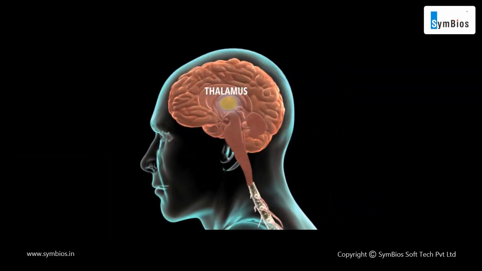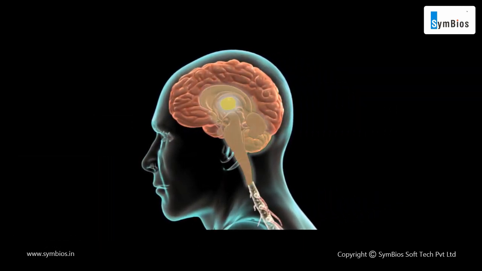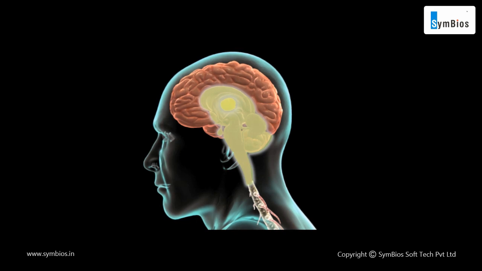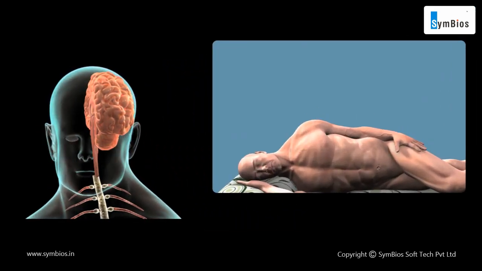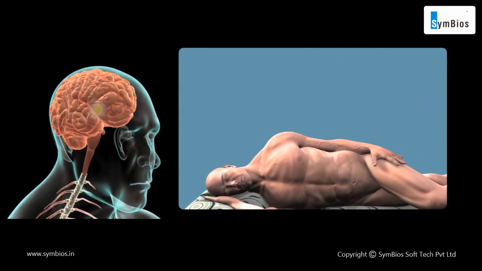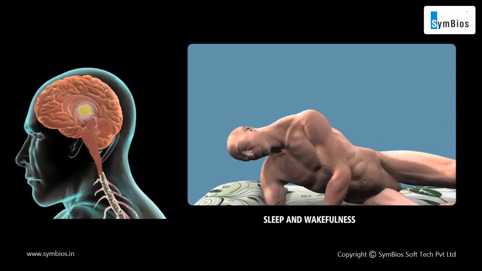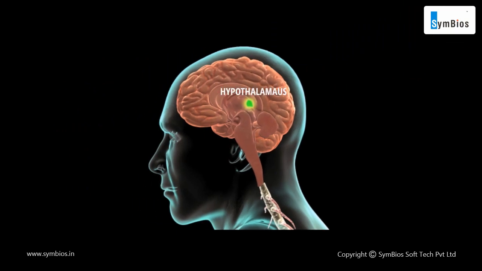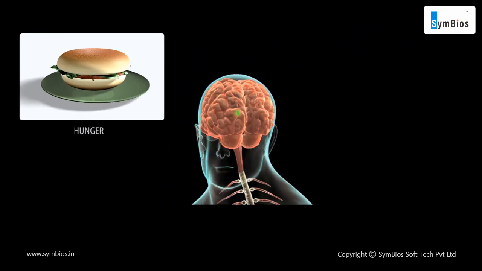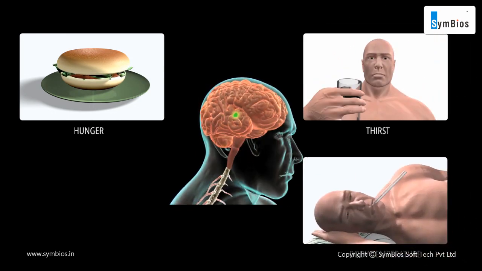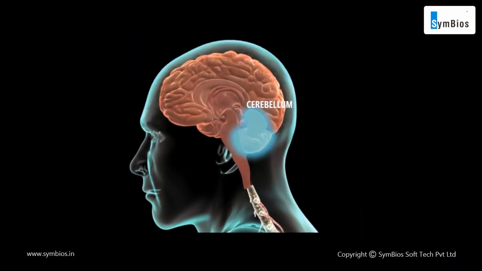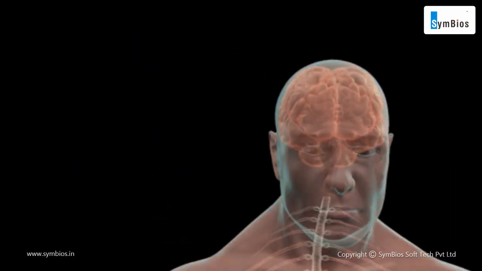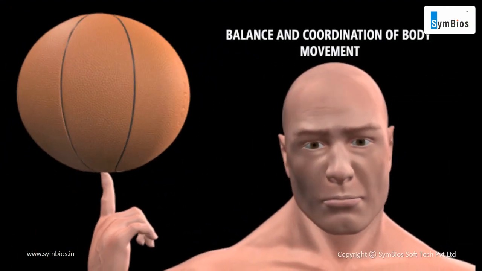The thalamus acts as a relay between a variety of subcortical areas and the cerebral cortex. It also plays an important role in regulating states of sleep and wakefulness. Hypothalamus is the important control center for hunger, thirst, body temperature, blood pressure, and so on. The cerebellum helps to provide balanced and coordinated body movement.